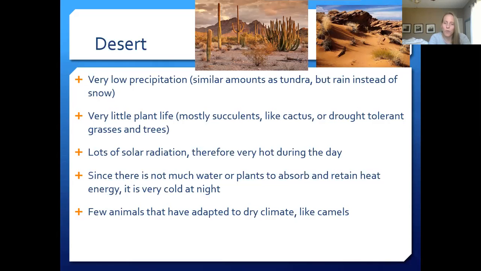Since there's not a lot of water or plants in the desert, very little of that heat is actually absorbed and retained, which is why it gets so cold at night, because in a place that has more plant life and more water, that heat would be slowly released from the plants and from the water during the night. In the desert, because it hasn't been absorbed, it just dissipates into the atmosphere as soon as the sun goes down. And there's also not a lot of plants and animals in the desert. It has fairly low biodiversity, just because not a lot of organisms are adapted to that dry climate.